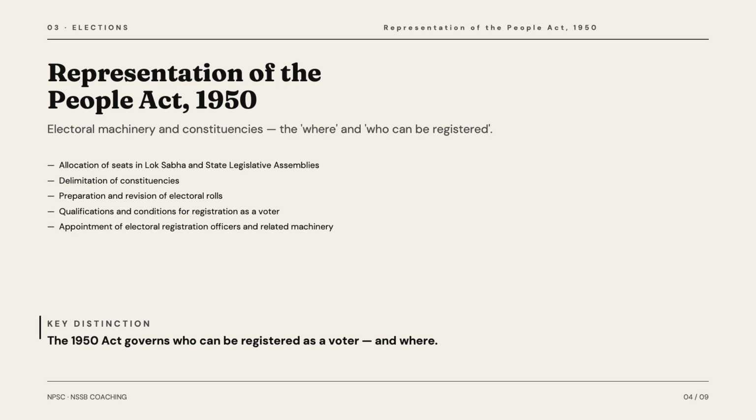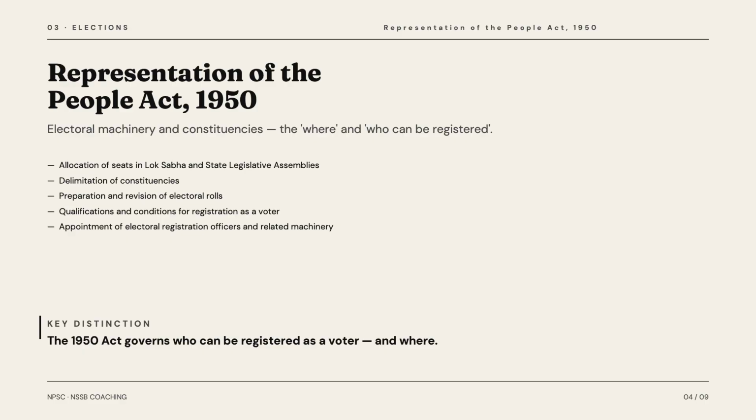We will discuss that in detail, but if you look at it: the qualification and disqualification for membership, the conduct of elections and electoral offenses. What are the offenses during election? How do we register political parties? How do we regulate election expenses? How do we disqualify for certain offenses?